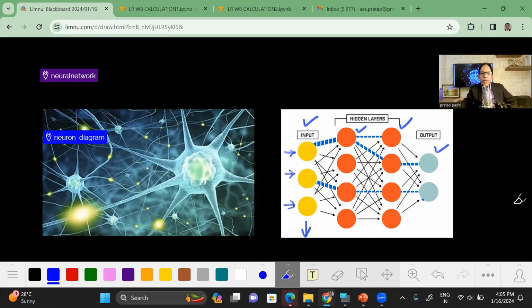In today's class, you'll be able to follow how data will be processed through the neural network. Here, this is the human brain. This is automatic, God-given power. But now artificially, we'll see how this kind of neural network will learn.